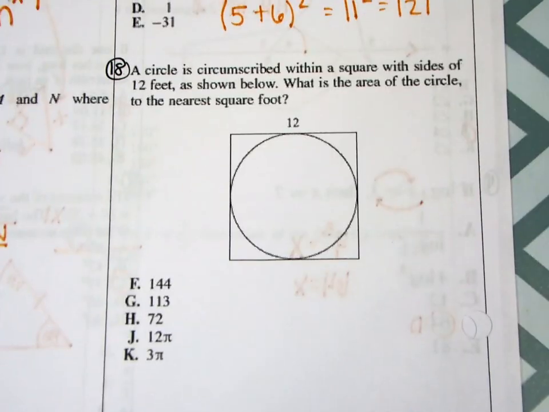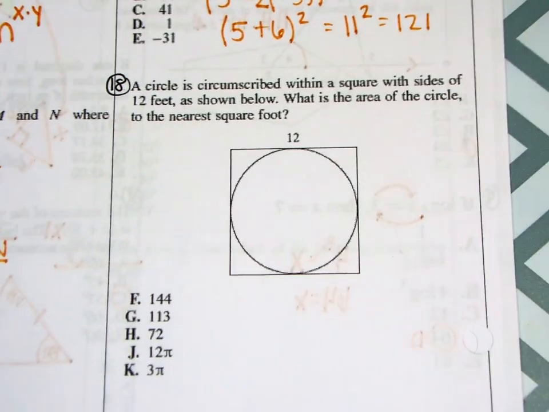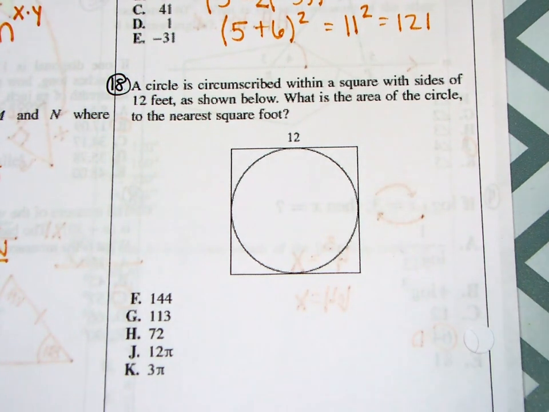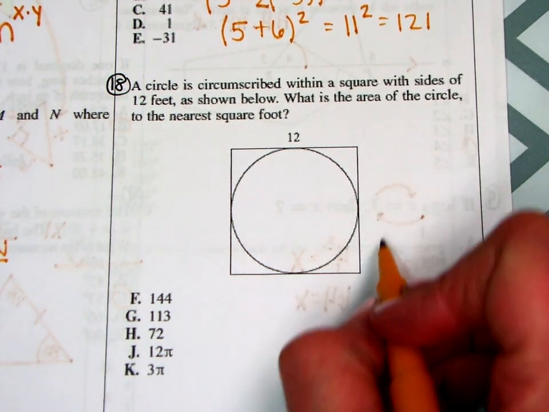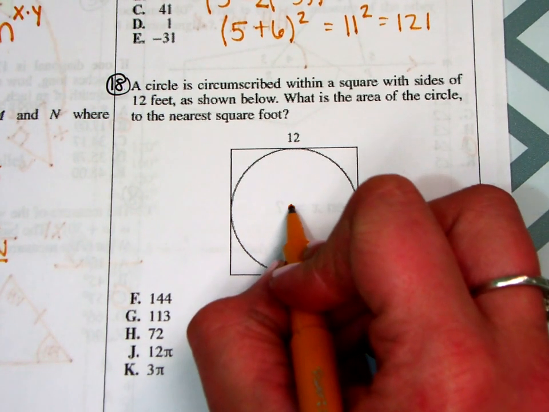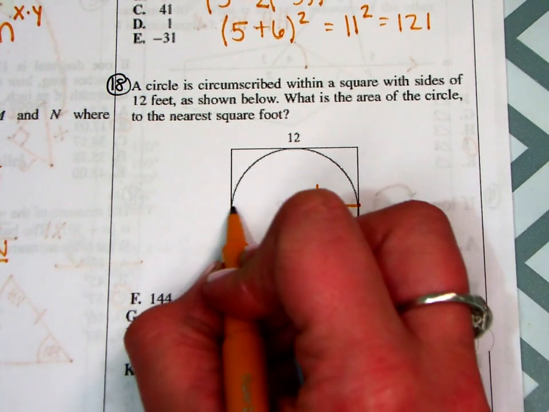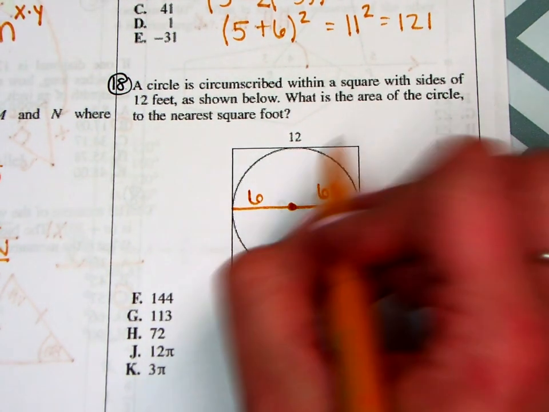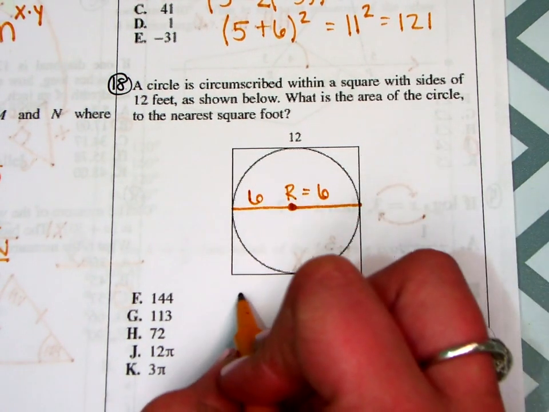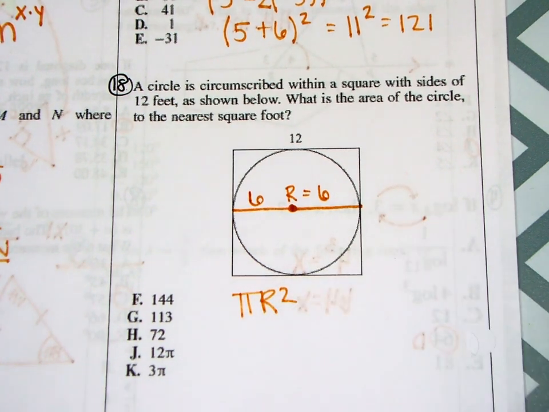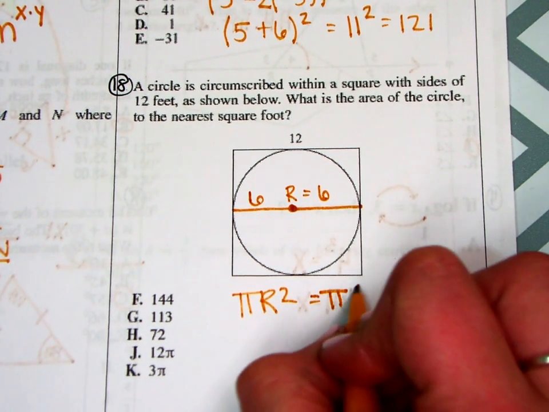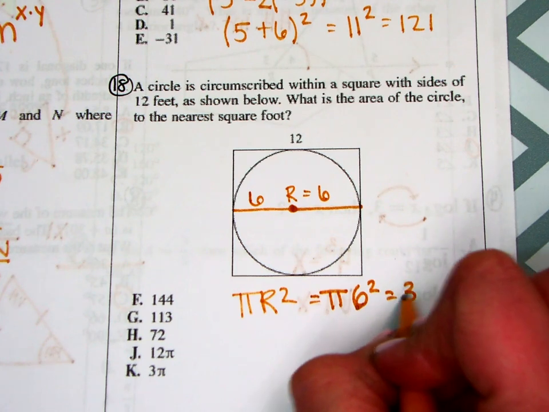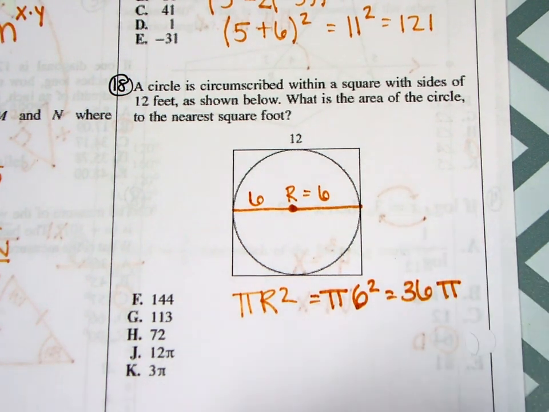All right, number 18. This circle is located inside of a square, and the square sides are 12. What is the area of the circle? Well, if the side is 12, that means the radius is 6, because remember, the diameter has to add up to 12. So my radius is equal to 6. So pi times r squared. Pi times 6 squared. 6 squared is 36. And pi goes on the end.